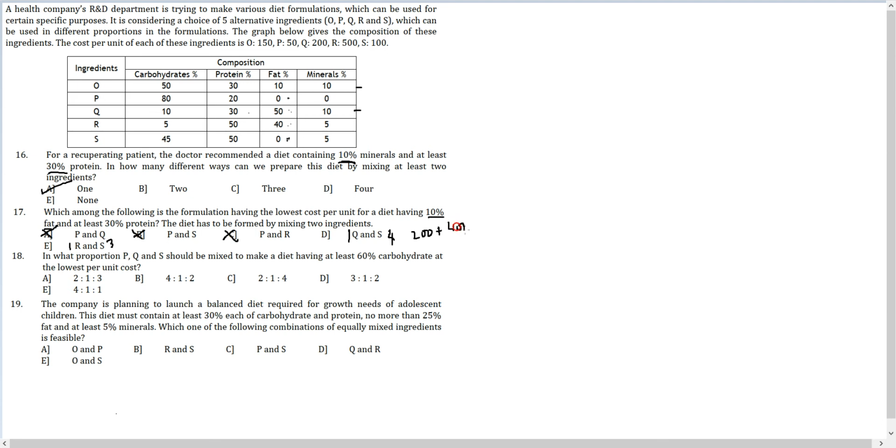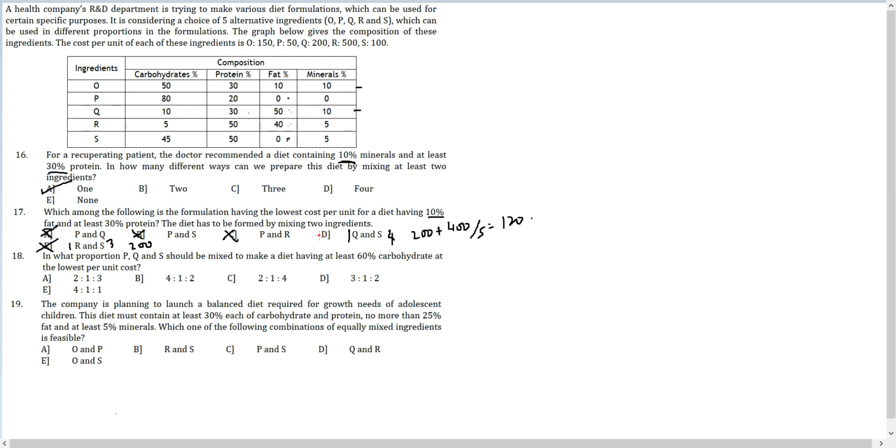200 plus 400 divided by 5. So cost per unit here is 120. Let us look at the cost here. 500 plus 300, 800 divided by 4. So the cost per unit here is 200. So I need the cheapest, lowest cost per unit.